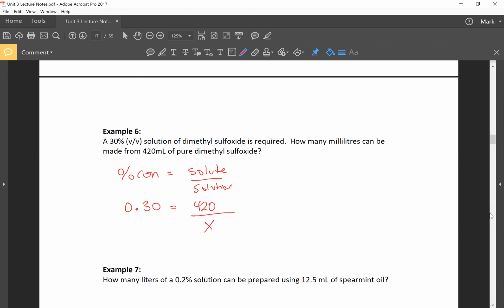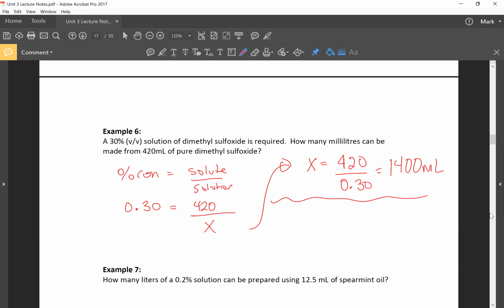And I'm looking for X. Okay, so what that ends up being is X will equal 420 divided by 0.30. And that's it. Pretty straightforward. But there is one thing I want to mention to you. So this will make 1,400 milliliters.